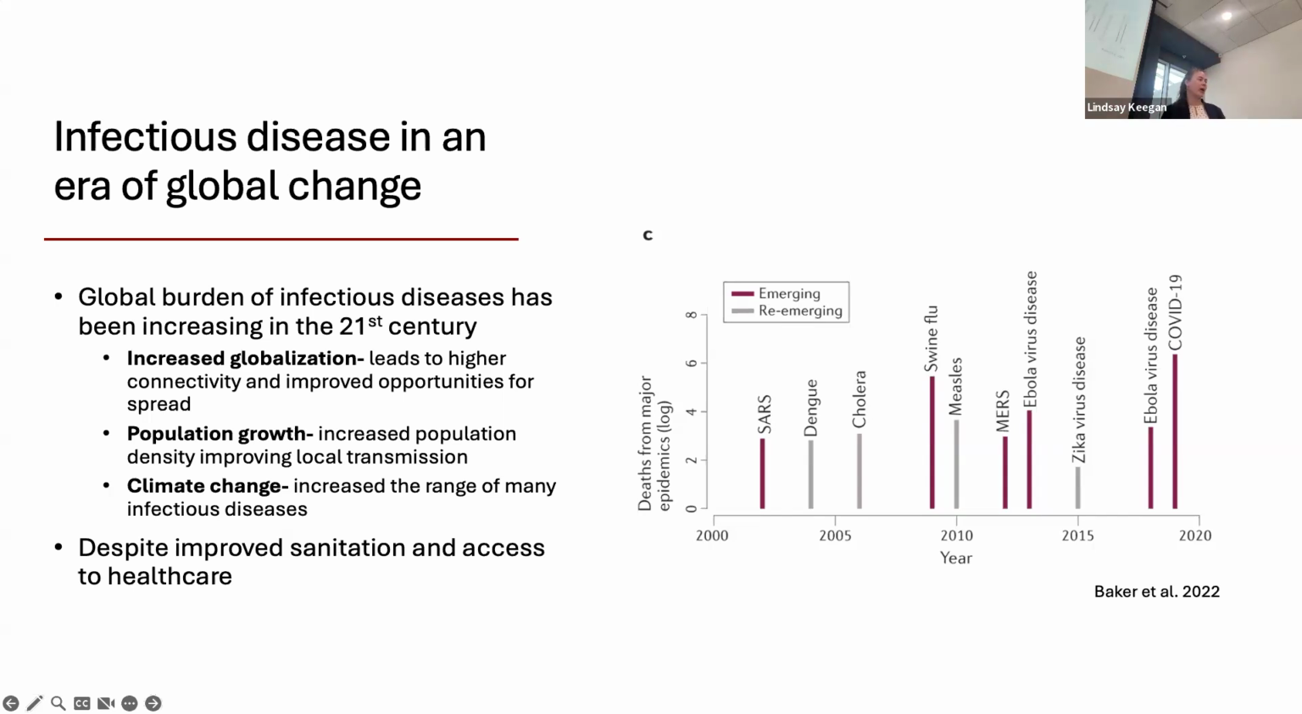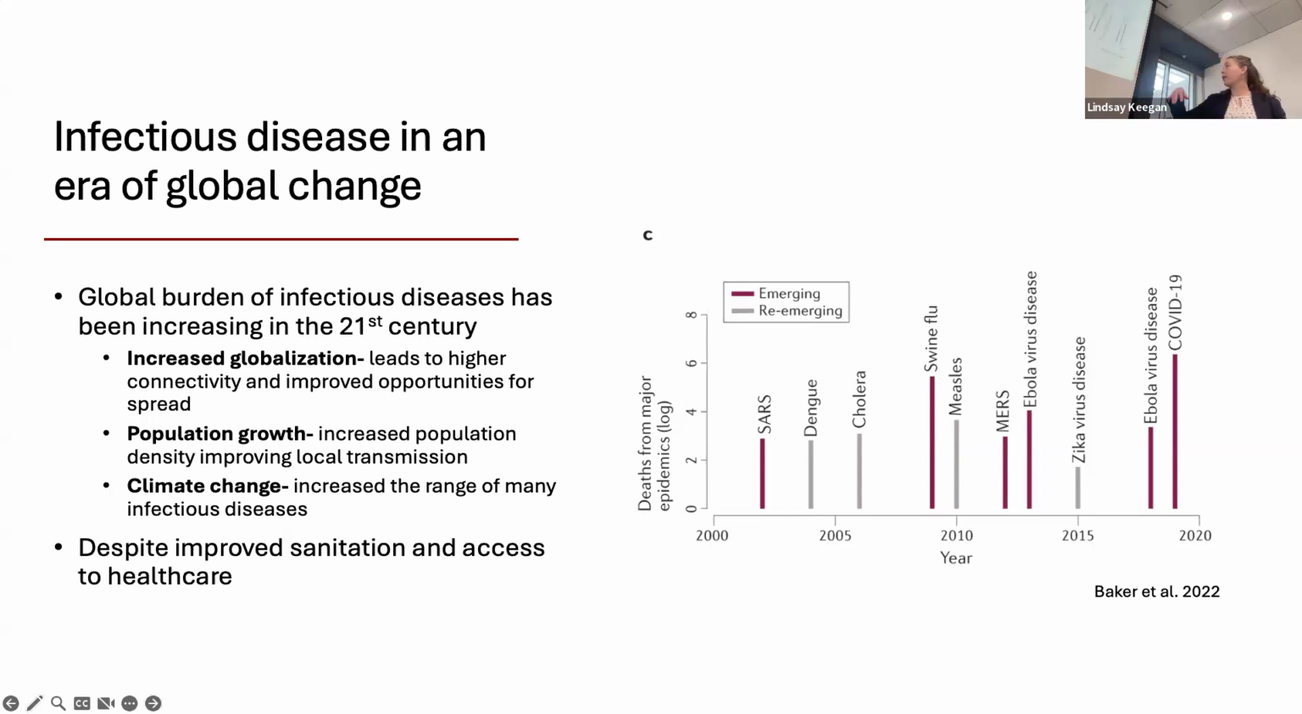The other thing is we have increased population growth. Increased population growth leads to increased population density, which means you're contacting more people, which means more local transmission opportunities. And finally, climate change. Climate change has increased the range of many infectious diseases, especially vector-borne diseases. Places where mosquitoes couldn't live because it was too cold are now warm enough for them to live, or to live year-round, which is increasing the range and severity of many pathogens. And this is despite improved access to healthcare and improved sanitation.